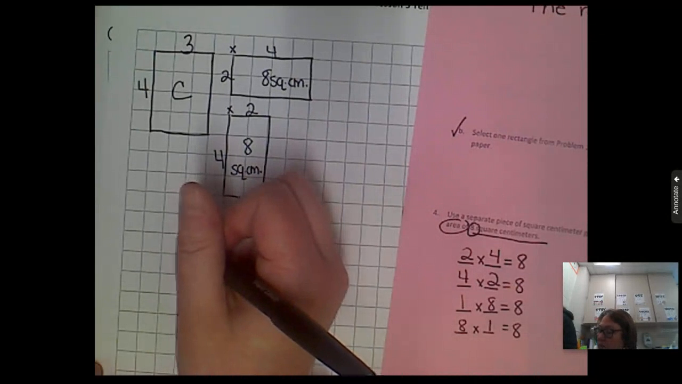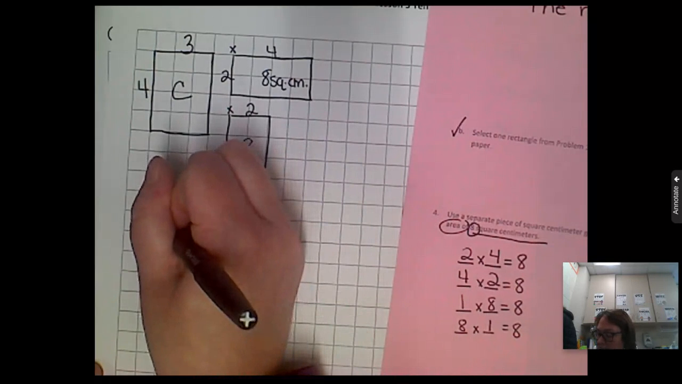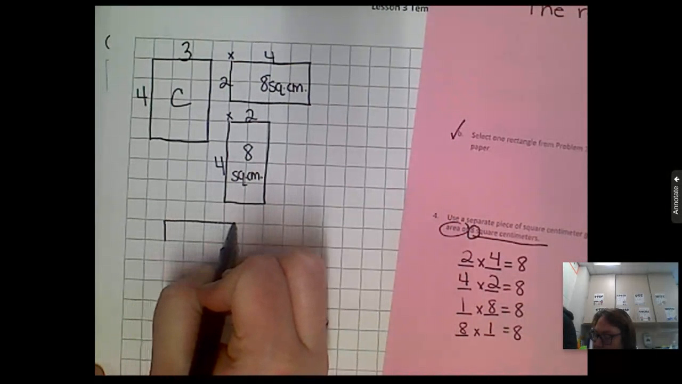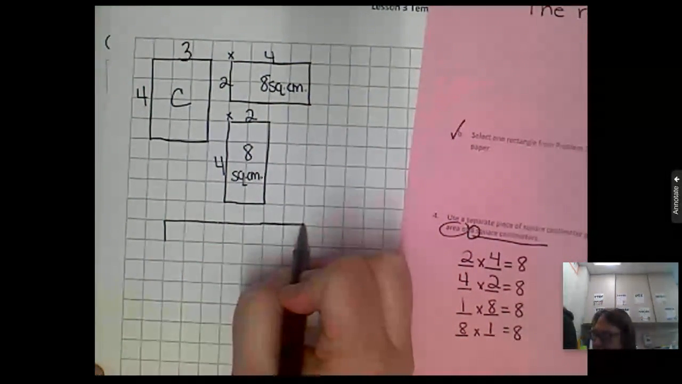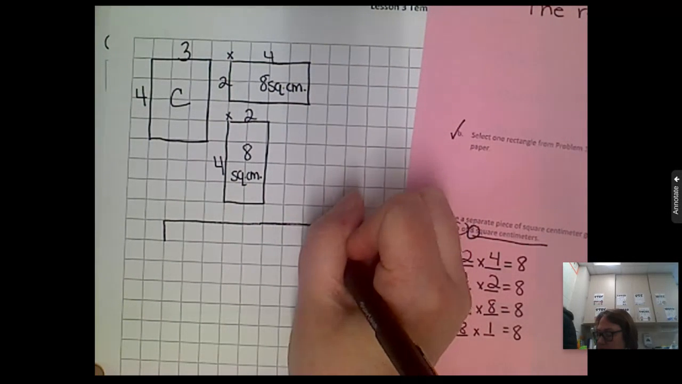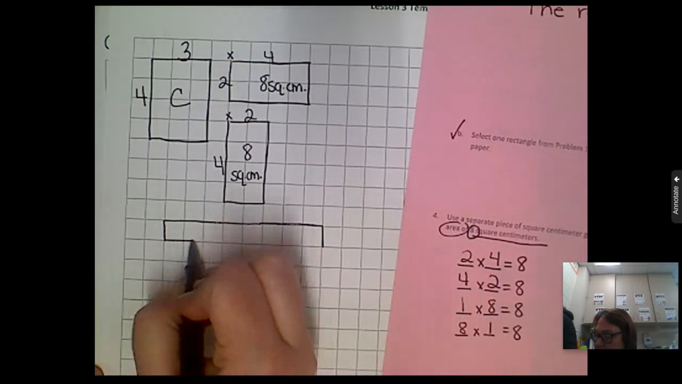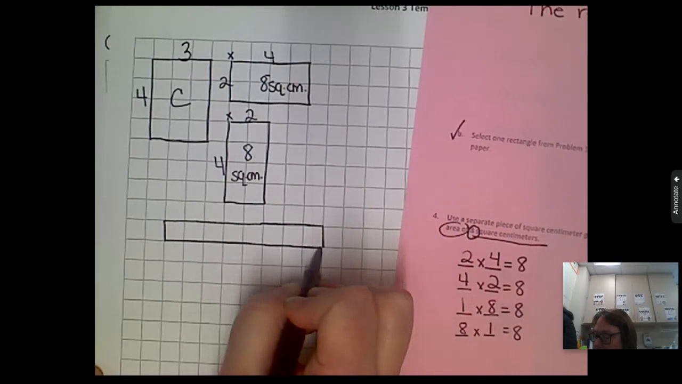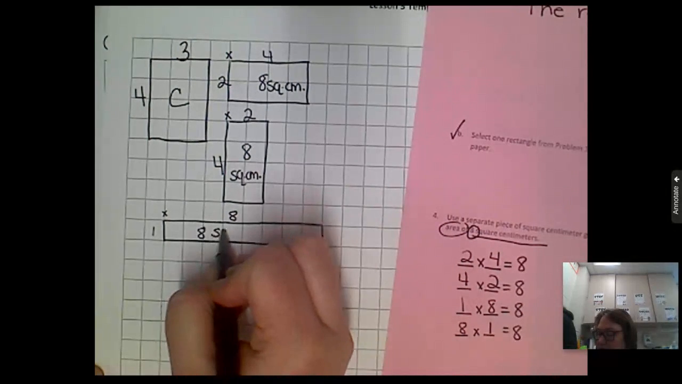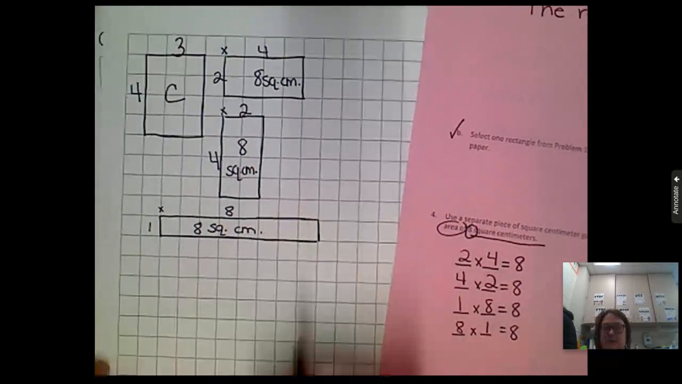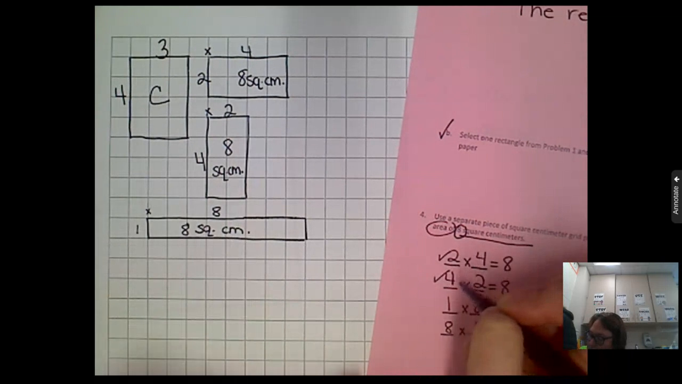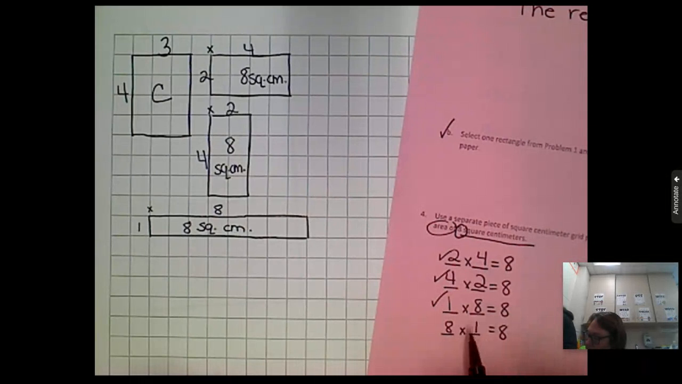Then we had 1 row of 8, so I'm going to come down 1 and over 8. 1, 2, 3, 4, 5, 6, 7, 8. Let me double check. 1, 2, 3, 4, 5, 6, 7, 8. Down 1 and then connect again. 1 row times 8 in each one equaled 8 square centimeters. Good there. So I did 2 times 4. I did 4 times 2. I did 1 times 8. And then I'm going to do 8 times 1.